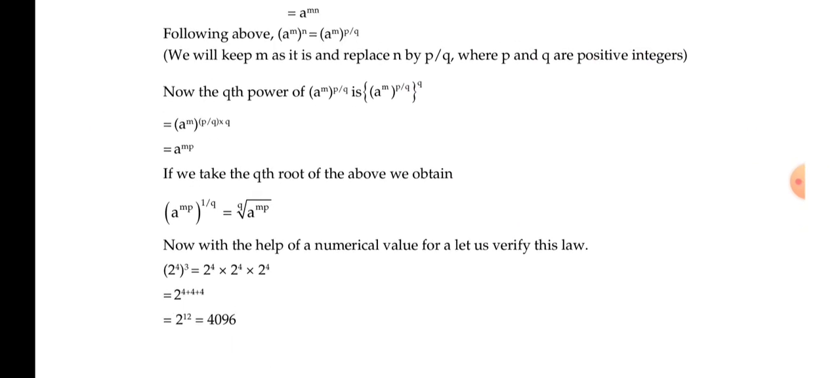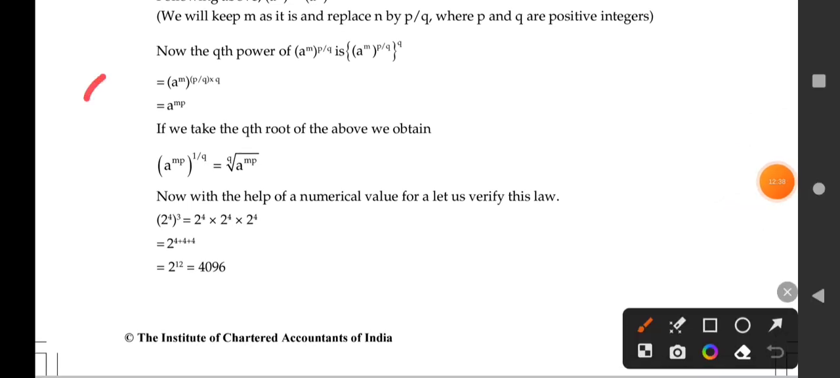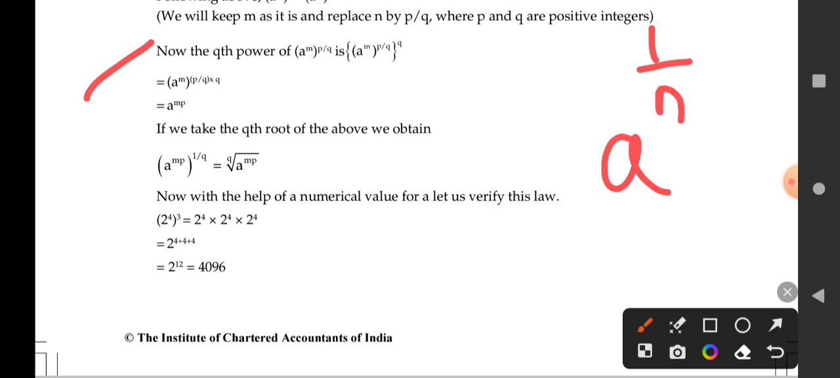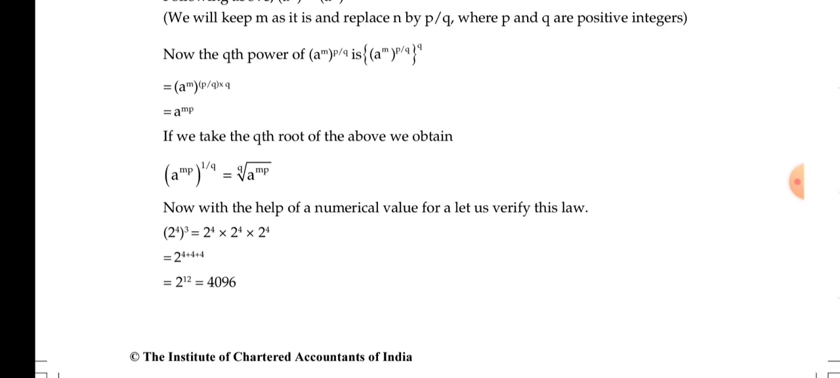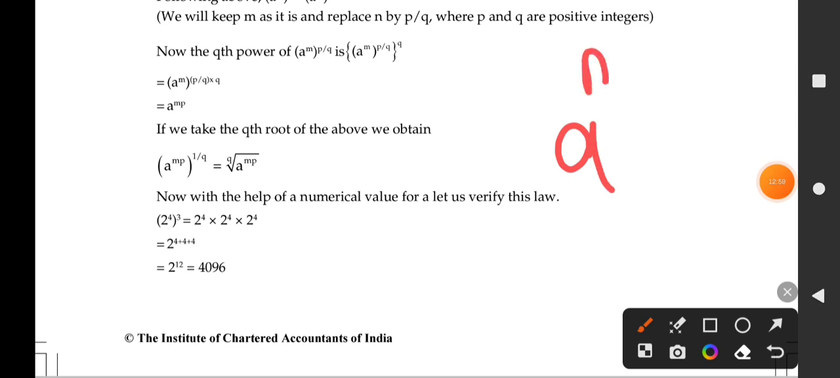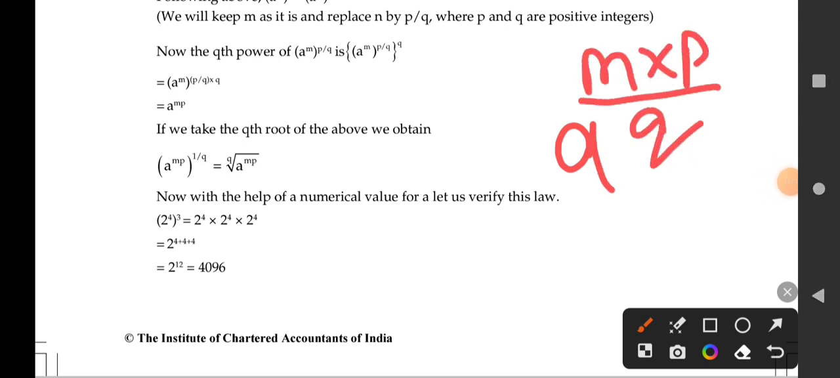Now in this equation you have the qth power of a power m. So for example, we have already seen a whole raised to 1 divided by n. This is the nth power of a. Now what we have here is a power m into p divided by q. So it is the qth power of a power m into p, right? So this is how you are going to read.